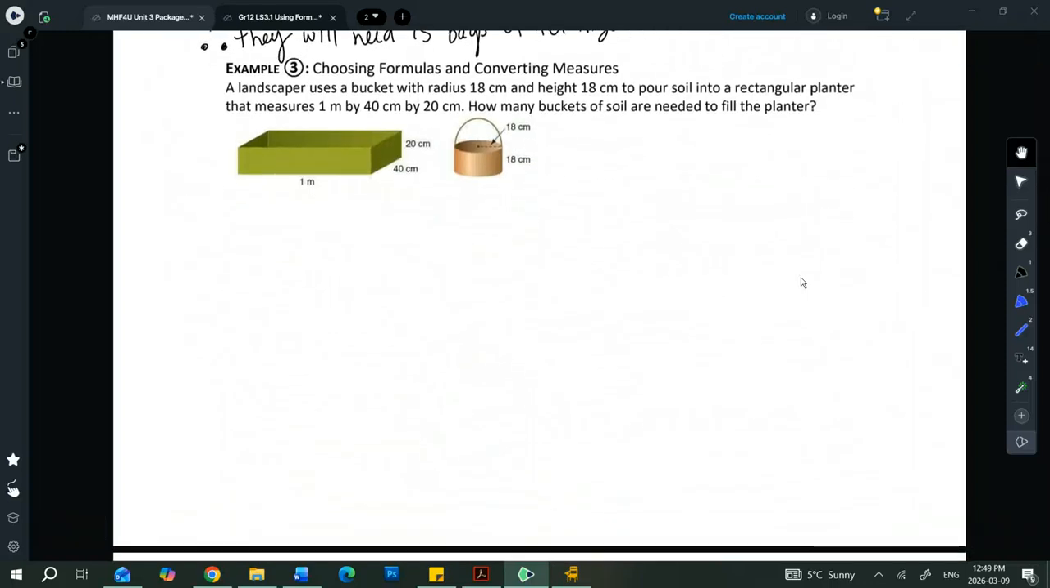So choosing formulas and converting measurements. So we have a landscaper using a bucket with a radius of 18 centimeters, shown over on the right here, and height of 18 centimeters to pour soil into a rectangular planter that measures 1 meter by 40 centimeters by 20 centimeters. How many buckets of soil are needed to fill the planter? So anything that you notice to start here? About the units of measurement? All of it though.